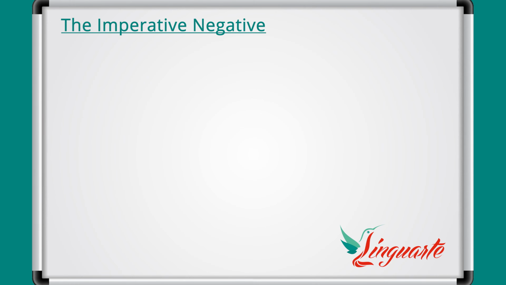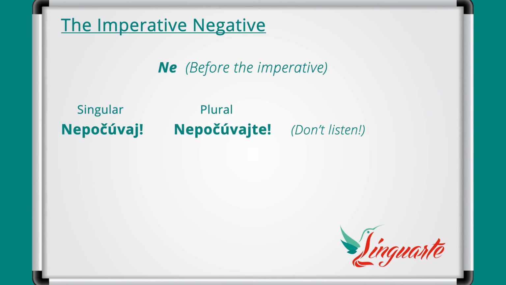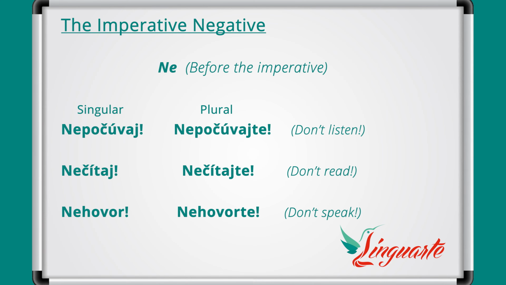The imperative negative is very easy to create. We just need to add the particle ne before the imperative form. Then, don't listen, nepočúvaj, or nepočúvajte, don't listen. Read, nečítaj, don't read, or nečítajte. Don't speak, nehovorte. Don't cook, nevar, or nevarte.